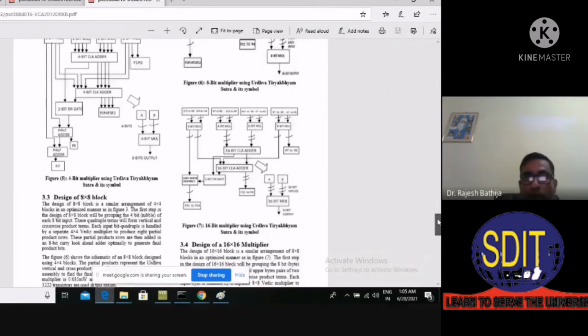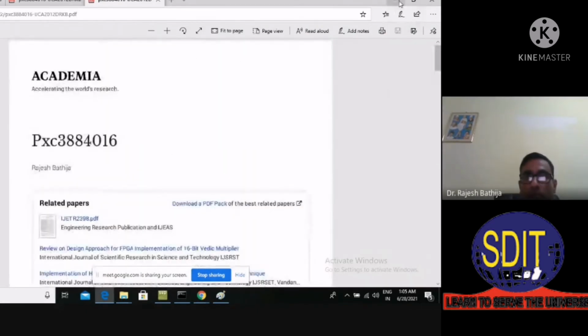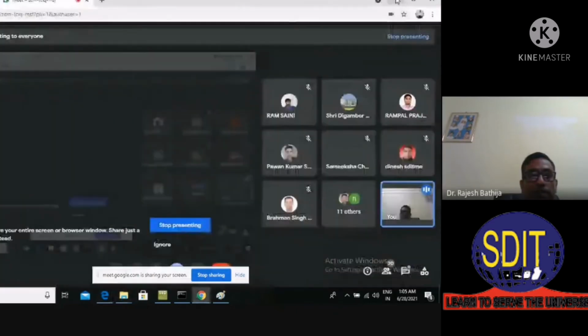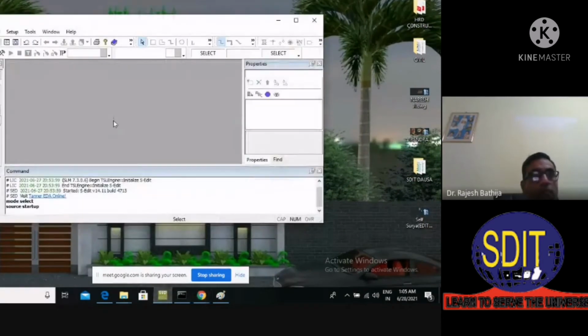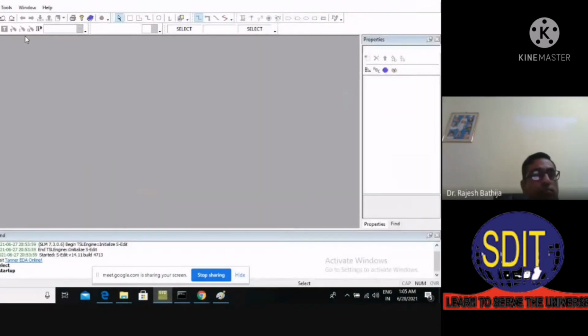Now, this VLSI implementation of this we can do on the Tanner EDA software, and I'm showing you a free version, because time allows me to give a brief introduction of the ASEDIT also. So in Tanner EDA, there will be an SEdit, a TSpice, and a WEdit. These are the 3 which we can use.